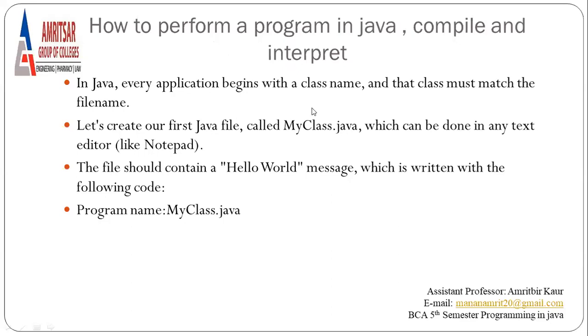So now our next topic is how to perform a program in Java, compile and interpret. Firstly, to develop a program, we type our program in Notepad and save it with the class name .java. We will save our program with the class name that contains our main method. There can be several classes in our program, but we save our program with the class name that contains our main method. In Java, every application begins with a class, and the class name must match the file name. Means our class name and file name must be the same.